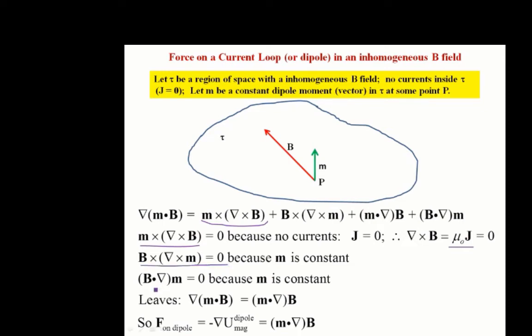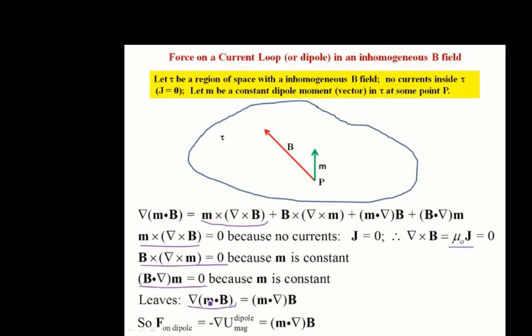The last term is B dot, the del operator operating on M. What this will do is give us differentials of the components of M. And since M is a constant, this will equal 0. If you wish, you can expand this operator, so bx times the partial with respect to x, and so on. And all of those will have partials with respect to a coordinate operating on M, and that'll give us 0. That leaves us with the one term, and that's the del operator operating on M dot B.